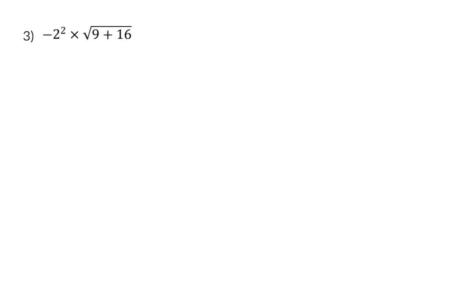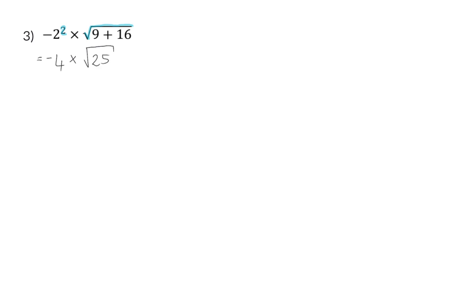In example 3, there are no brackets. But this time we have a power as well as a root that we need to determine. When doing the power, you need to see that the minus is not part of the power. Only the 2 is squared to give me minus 4. Before I can determine the square root, I need to simplify inside the root. And 9 plus 16 is 25.